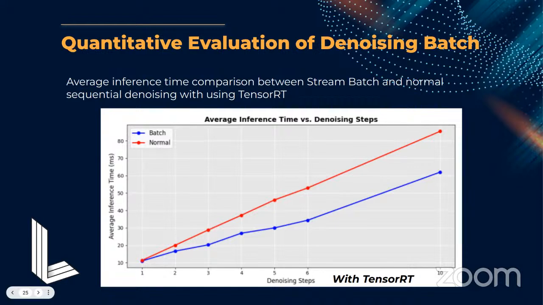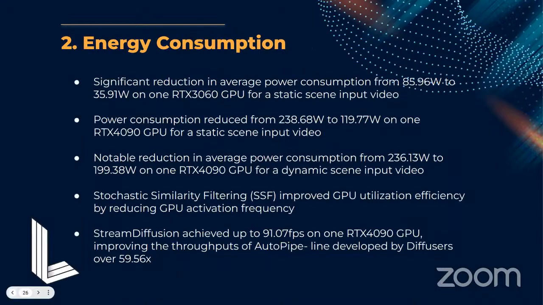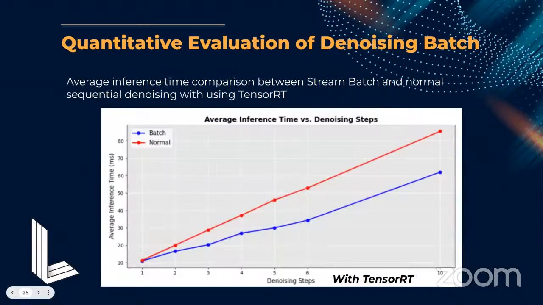The speedup is even more substantial. StreamDiffusion outperforms the Auto1111 pipeline, demonstrating a minimum speedup of 13 times with TensorRT and 29.7 times without, when running one denoising step.